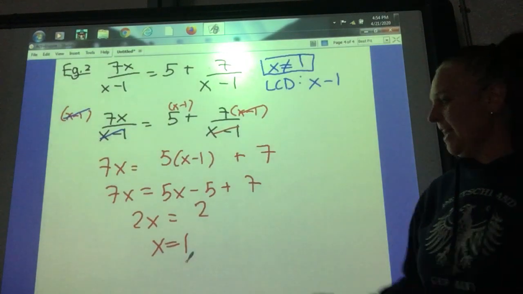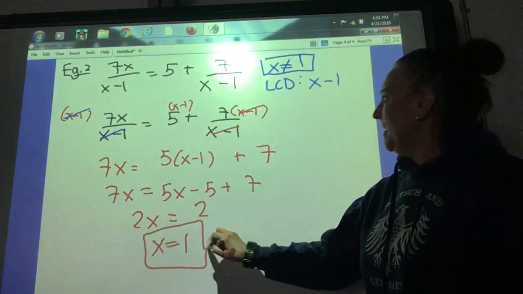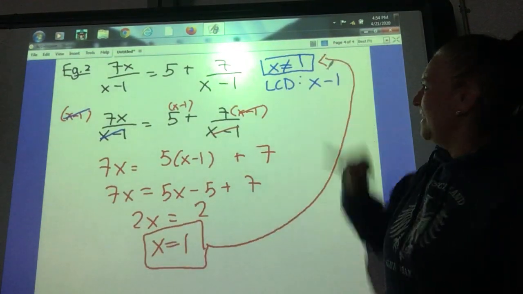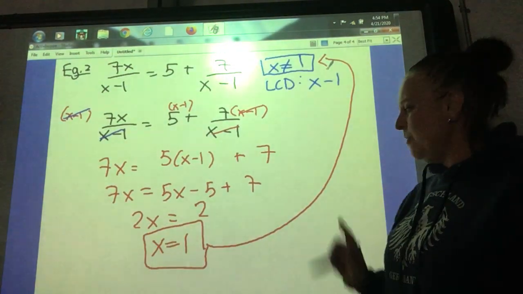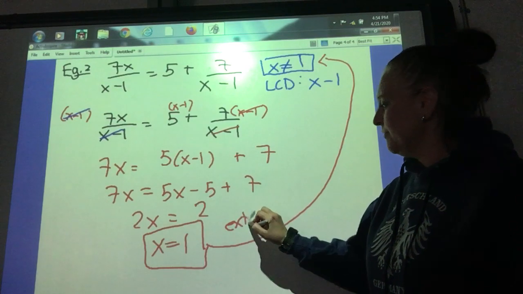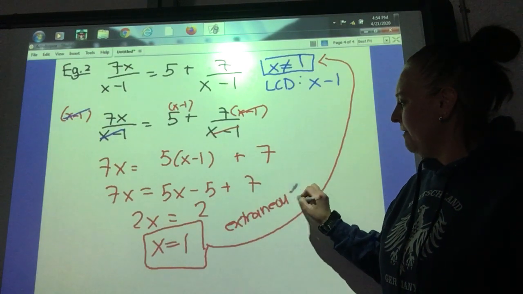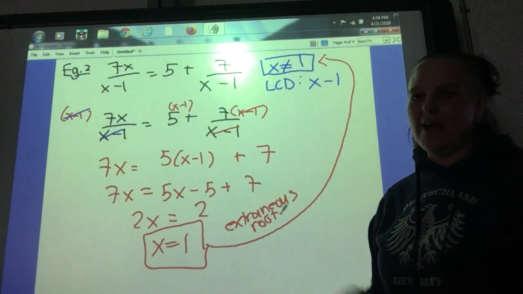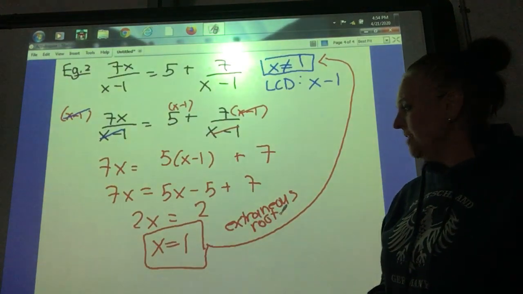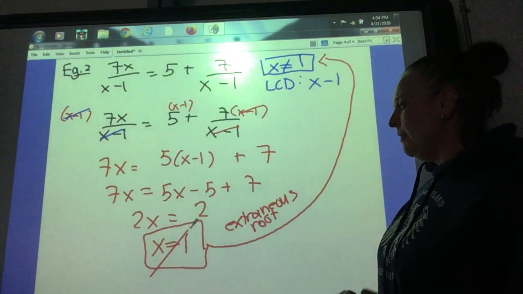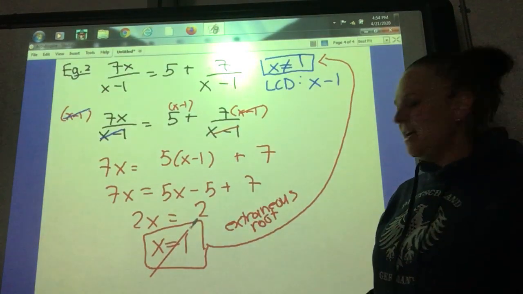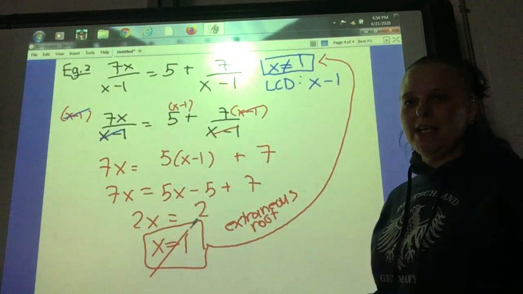Okay, now let's check. X equals 1, but oh, let's look at this. That was our non-permissible. So we should know right now, we call this an extraneous root. It's something that we solved, but when we check it, it doesn't satisfy the original. So what do we do with extraneous roots? We cancel it out. Now this is a little bit different. We only had one solution. We're quite often used to having two solutions, reject one, keep the other one.